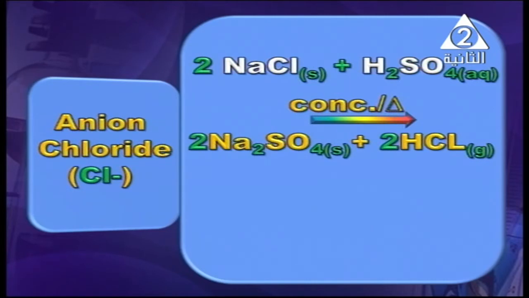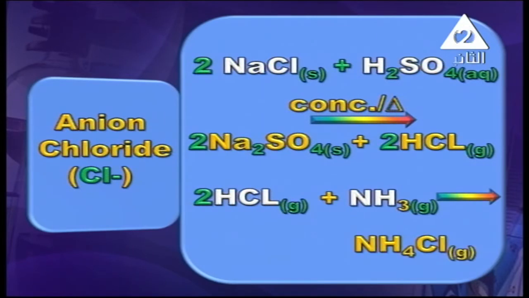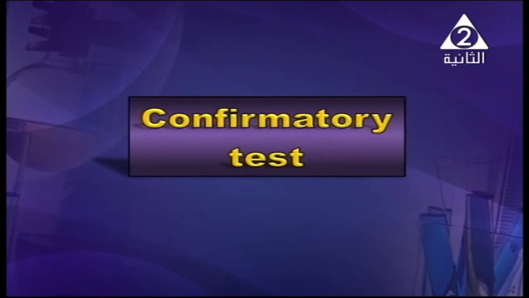You remember this gas? This gas is HCl. When HCl is passed on ammonia solution, what will it give us? HCl plus ammonia NH3 gives NH4Cl. Yes, it's important. These white clouds, this is the important reaction for the first one. This only, I'm sure it's not enough. Do you have a confirmatory test? Yes, I have a confirmatory test.